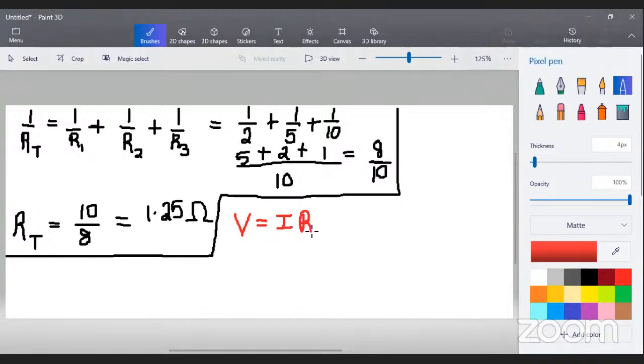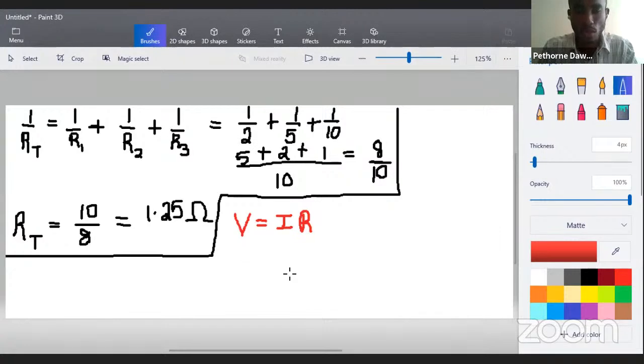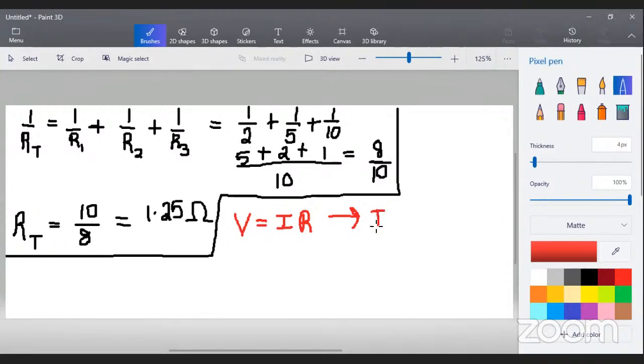But here's the thing now, we're not solving for V. We want current. So if we transpose to current, what do we end up with? It's a simple transposition, people. If V is equal to IR, then I is equal to V over R. V over R. What is V?